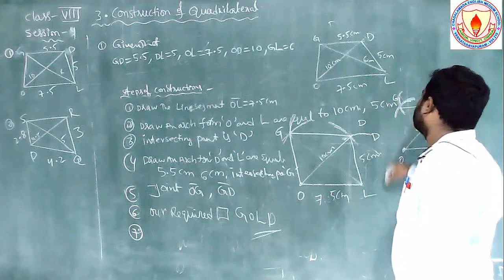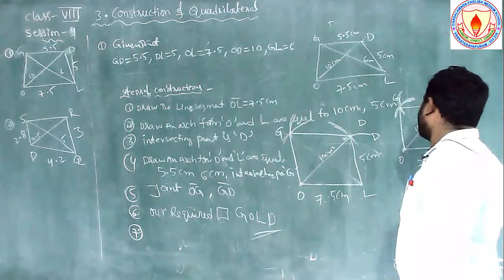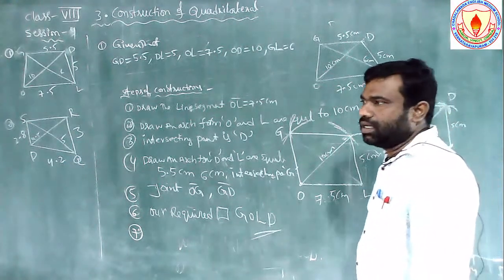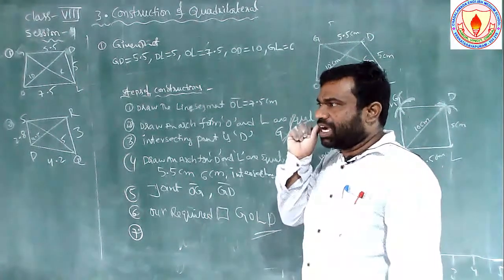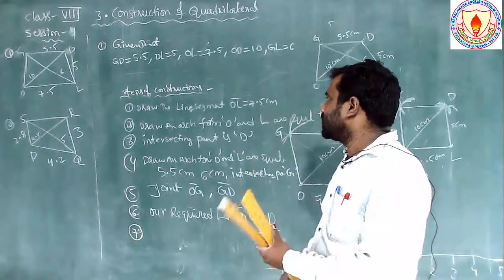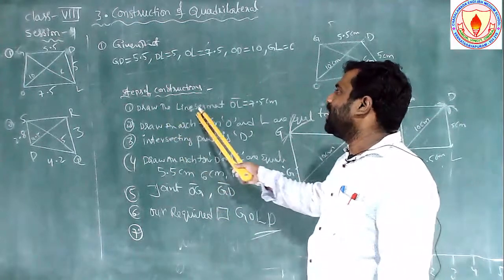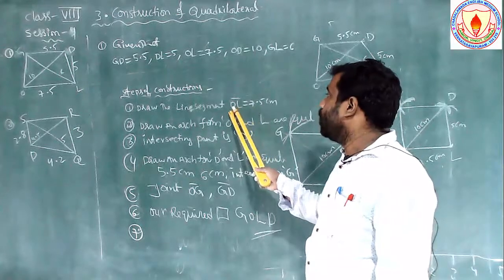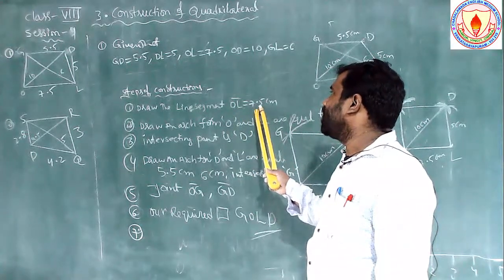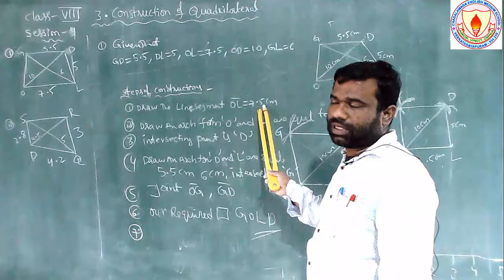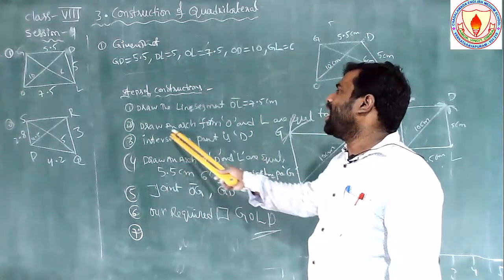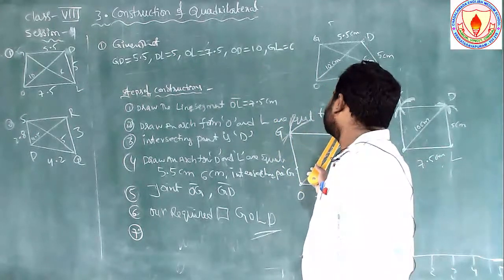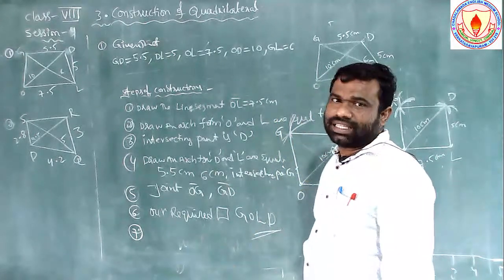So keep G and OG. So our required GOLD quadrilateral will become. Steps of construction. First of all, draw the line segment with base OL. OL is equal to 7.5 centimeters. Next, second, draw an arc from O and L with 10 centimeters and 5 centimeters.